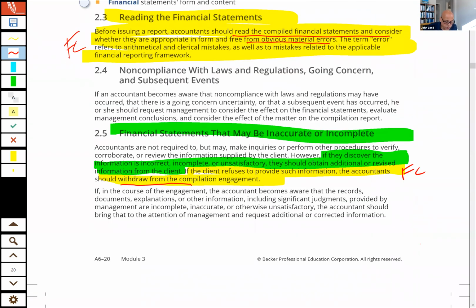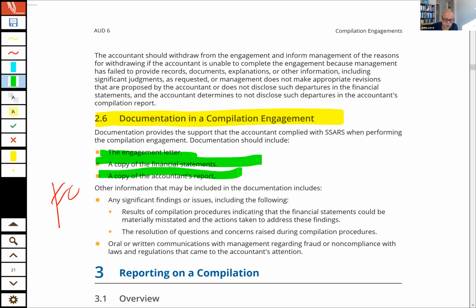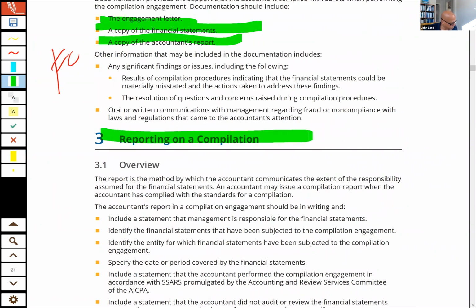Okay, good. Now you come over and let's see what the documentation is going to be. I'm not trying to strike that out. I'm going to ask you to highlight that and flashcard it, right? Because I'm in love with documentation sections here. And they're always a nice summary of what we're supposed to do. In this case, in a compilation, we need the engagement letter. We're going to have the financial statements, a copy of those in our documentation, in our work papers. We'll have a copy of our report. Okay, good. Now, since we're talking about the report, let's see what the report will look like.